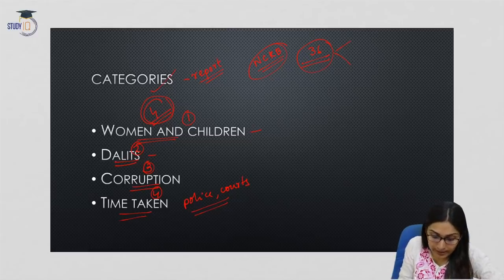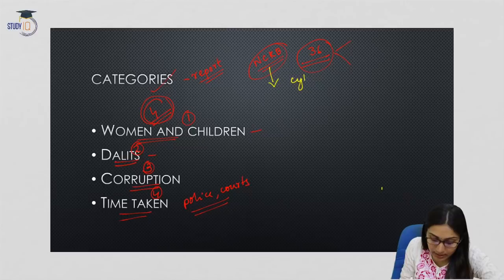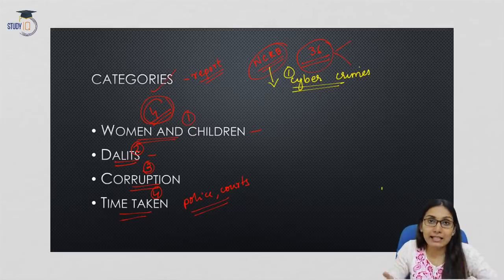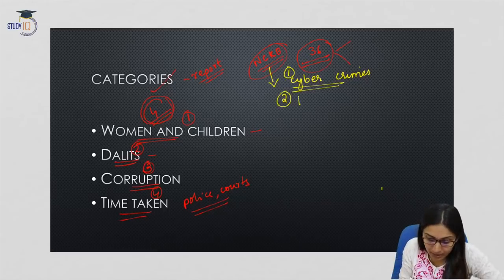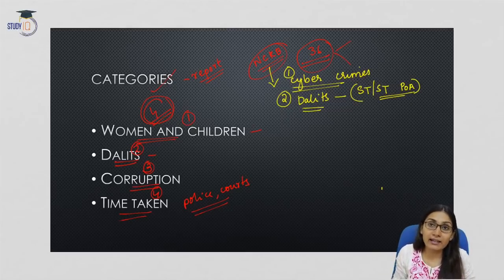Now, for the first time, the NCRB has introduced categories of cyber crimes against women and children. So, this is the first time that a special category called cyber crimes against children and women was introduced. And the second one, in the case of Dalits, the NCRB has for the first time published the data on offences registered solely under the SC/ST Prevention of Atrocities Act. So, a special category has been made, that is those cases against the Dalits which have been registered under the SC and ST Prevention of Atrocities Act.